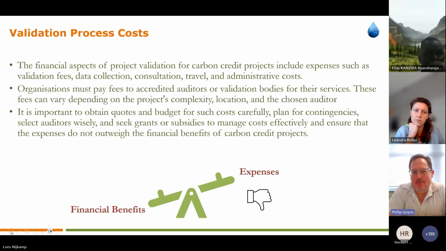There are certain costs related to the processes, both with the validation, because you need to get an accredited auditor to validate the project, and then there are also costs related to the auditing or the verification of the emission reductions. So it's important to consider the value of the credits you may generate and the expenses related to the validation and verification and the issuance of the carbon credits.